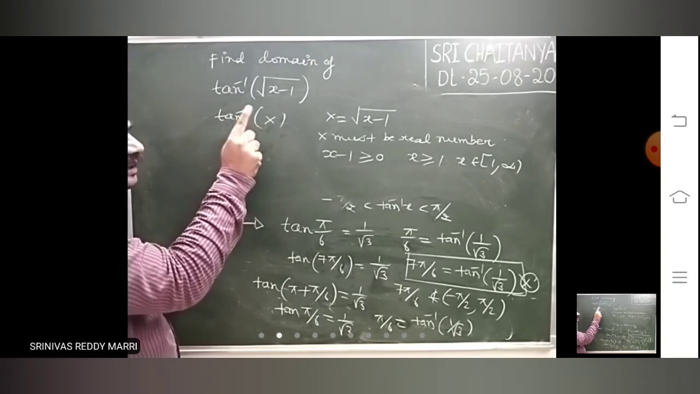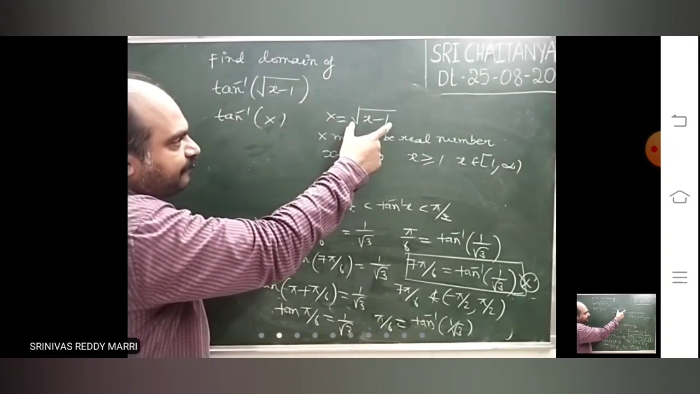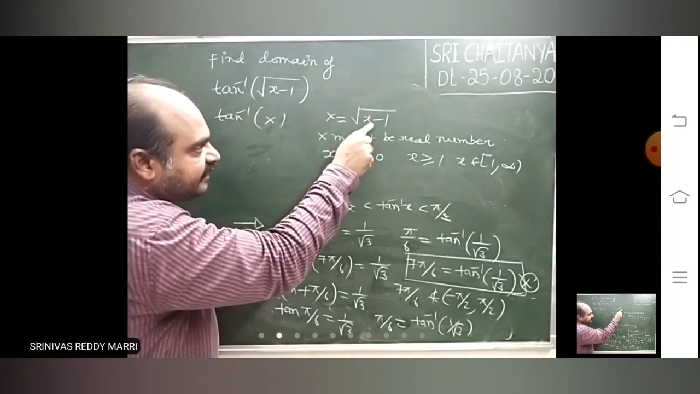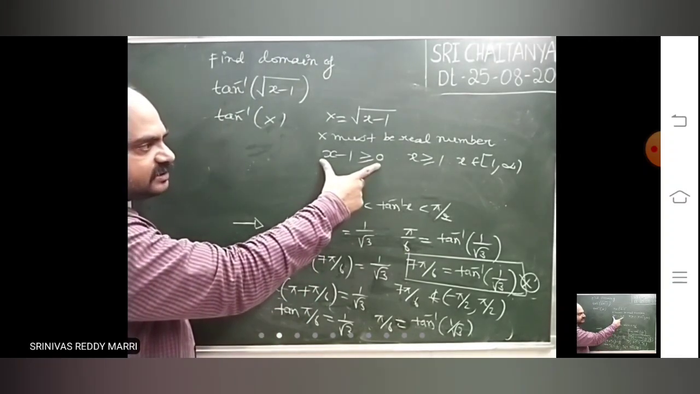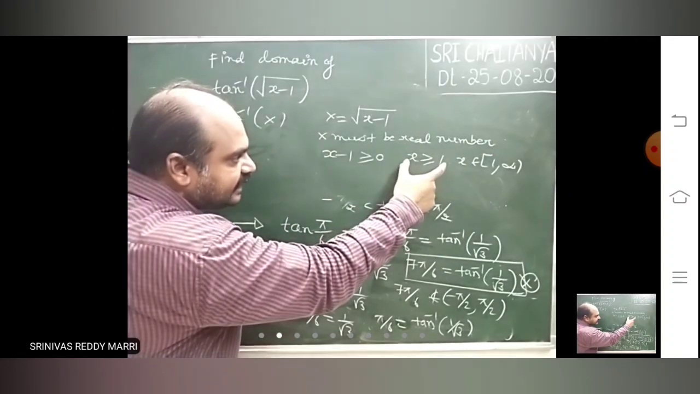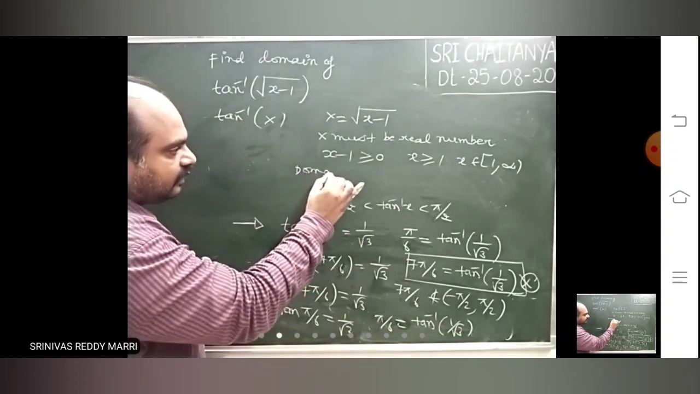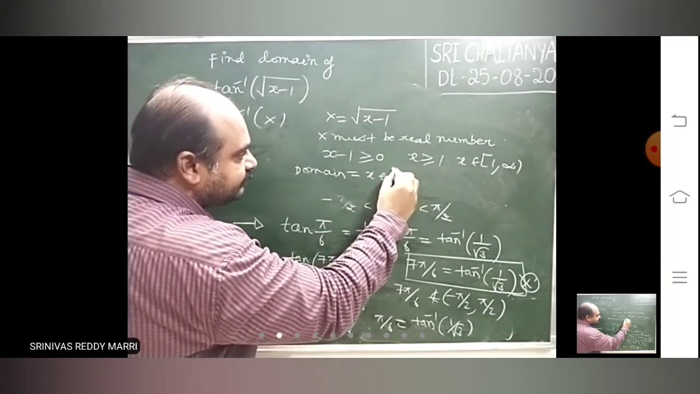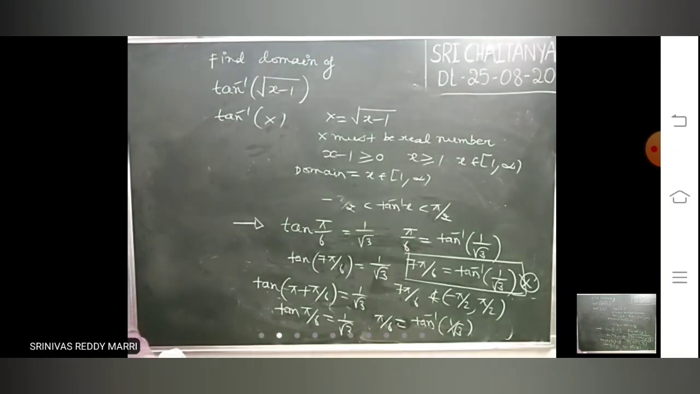Tan inverse will be defined only when this is a real number. That's why you take capital X; capital X must be a real number, that means it must be defined. The root will be defined when the inside is greater than or equal to 0. That means x is greater than or equal to 1, x belongs to [1, infinity). Therefore, the domain is x belongs to [1, infinity). Right? This is the domain.